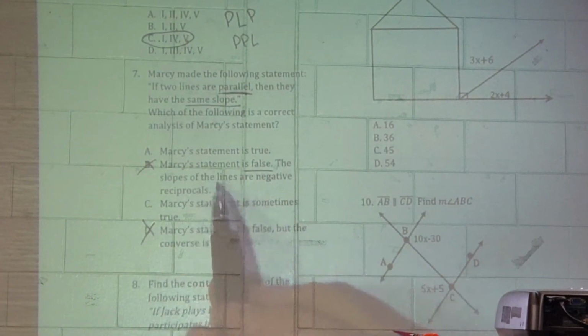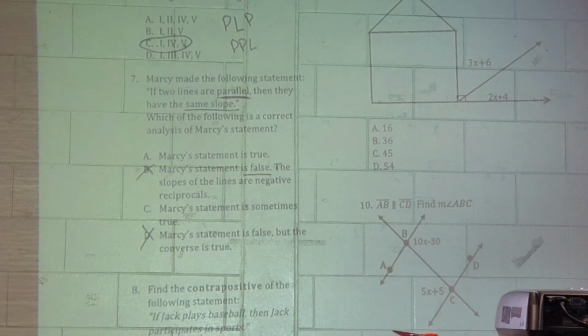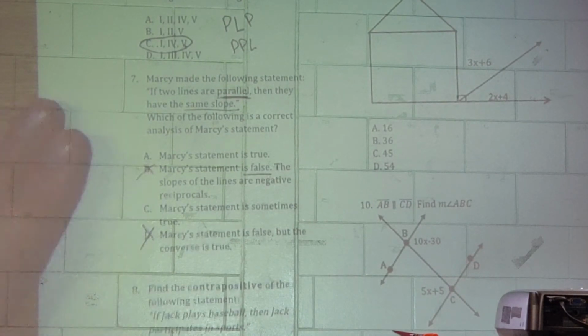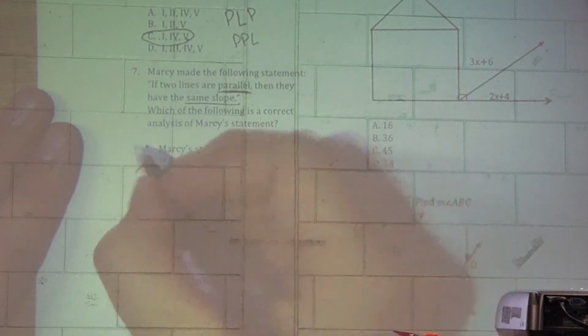So we need to decide, is her statement always true or is it sometimes true? This should be a no-brainer. We know that's always true. Parallel lines always have the same slopes. That's essential to being parallel. So we're going to pick A. Always true.